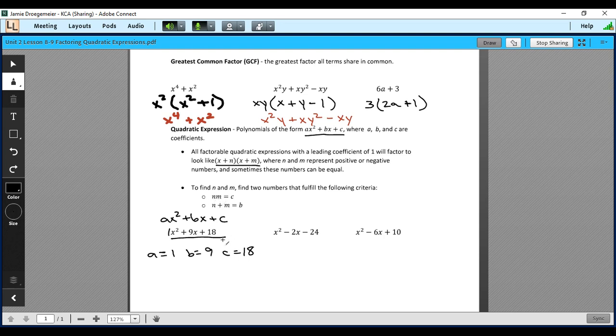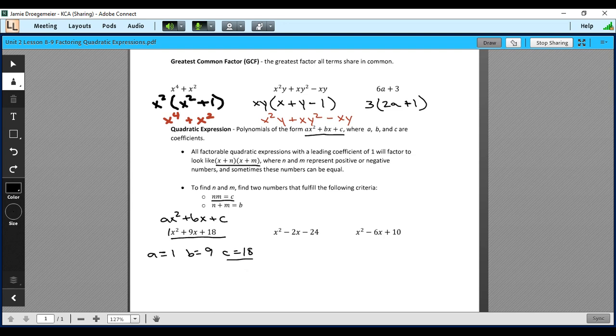To do that, we know that n times m has to equal c, which is 18. So we need two numbers that when we multiply them together give us 18. When we add those two numbers together, n and m, they have to equal b, which is 9. So we're looking for two numbers that multiply to 18 and add to 9. What we want to do is find factors of c, factors of 18.